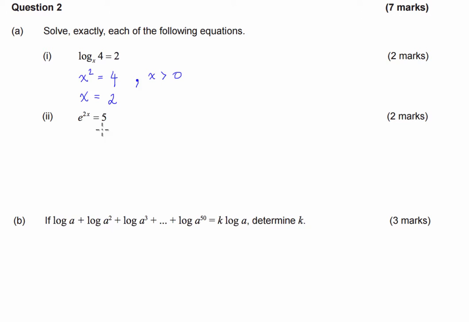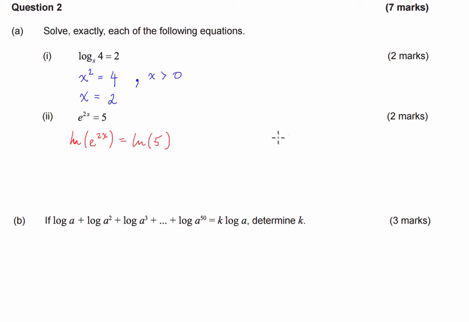e to the 2x equals 5. Now, our variable which we're trying to solve for is in the power. When a variable is in the power, that should be a red flag for doing logarithms. Because we have a base of e, I'm going to use natural logs. So we take the natural logarithm of both sides. We have ln of e to the 2x is equal to ln of 5.